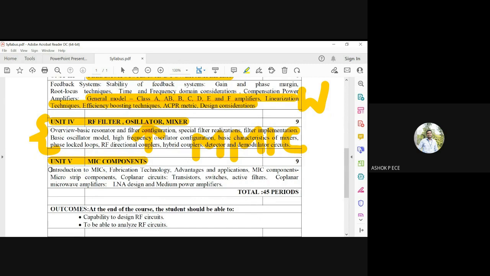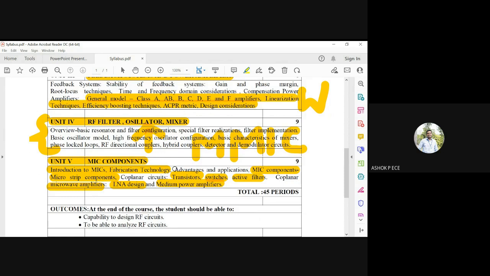So we are going to see what the fabrication technologies available in MIC are and what the common components fabricated using MIC are. We have microstrip transmission lines, transistors, switches, active filters, and amplifiers, including low noise amplifiers and high power amplifiers. We are going to see how these devices are designed using MIC, how these devices are designed using ICs.